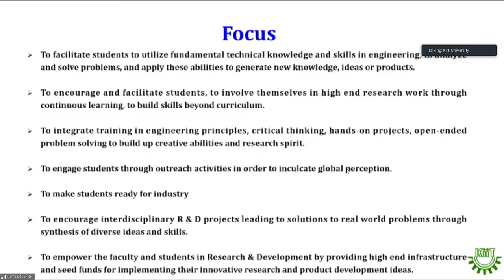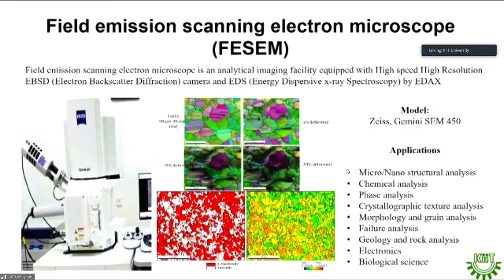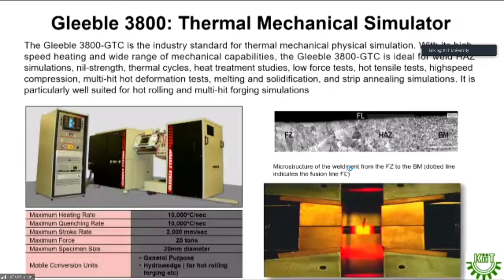So I'm going to first present the central research facility of the KIIT deemed to be university. We have the field emission scanning electron microscopes for nano and nanostructural analysis, chemical analysis, phase analysis, crystallographic analysis, morphological analysis, electrons biological sites. So this can cater to the need of interdisciplinary research of many students, starting with chemical, material, mechanical, manufacturing, electronics, civil engineering, and also we have thermomechanical simulator of global 3800. It is an industrial standard for thermal mechanical physical simulation, starting with alloy development.